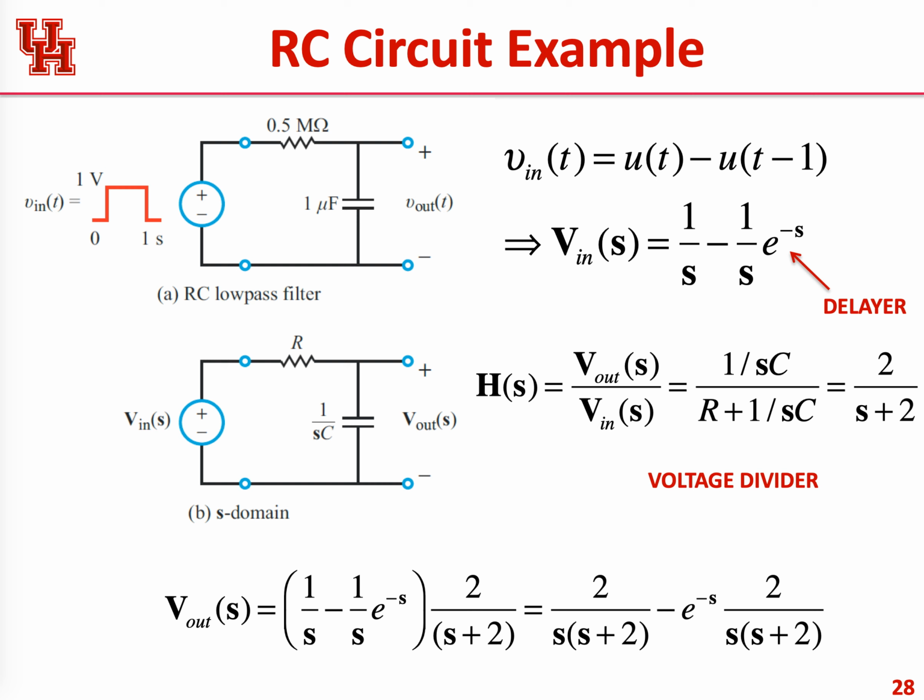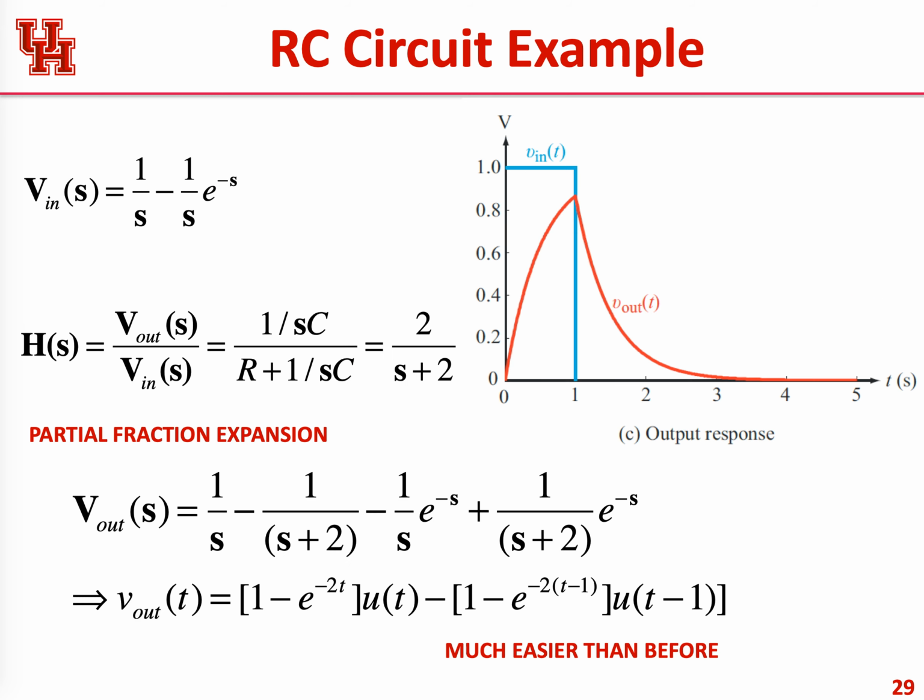So this is given by 2 divided by S times (S plus 2), times (1 minus e to the minus S). So we can now inverse Laplace transform this much more easily, right? First let me start out by finding the partial fractions for 2 divided by S times (S plus 2), right?